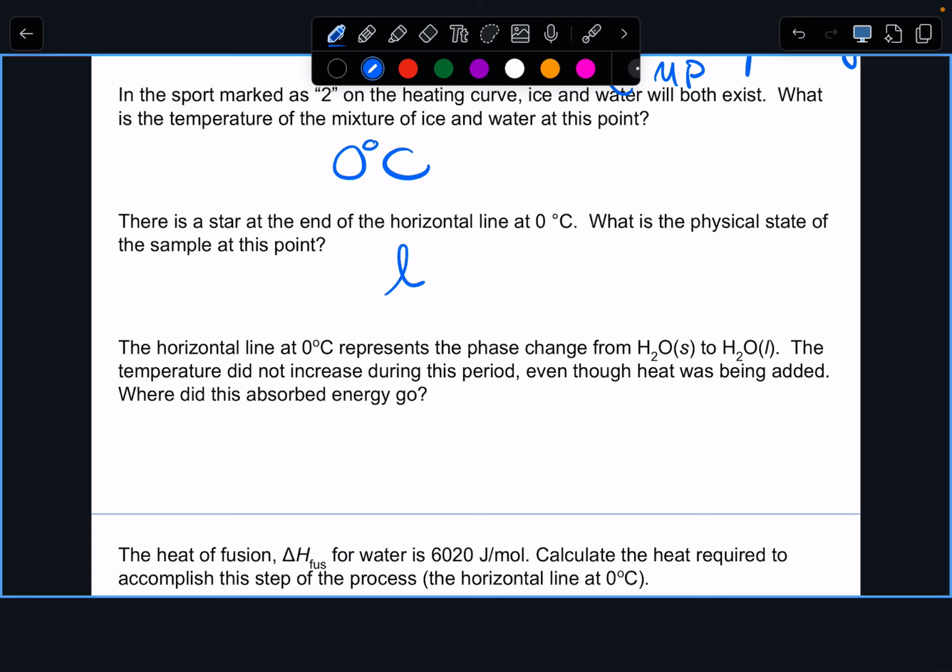Okay, so if the temperature didn't change, where did this absorbed energy go? Maybe a surface level explanation is it went to the phase change. But more specifically, with the stuff that we talked about already last week, it goes into breaking those intermolecular forces.